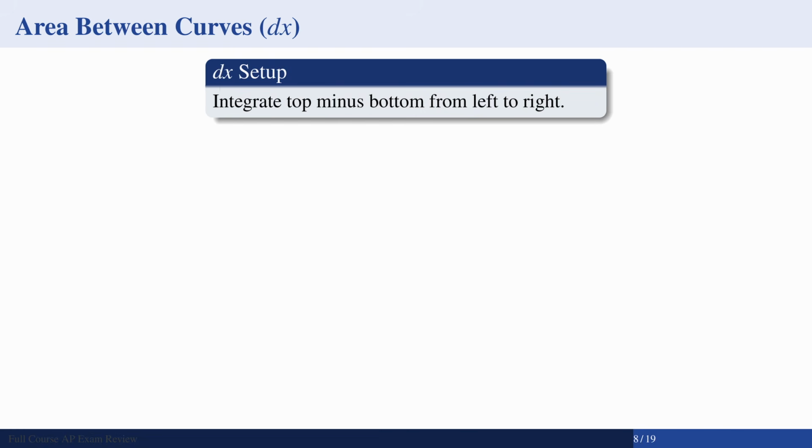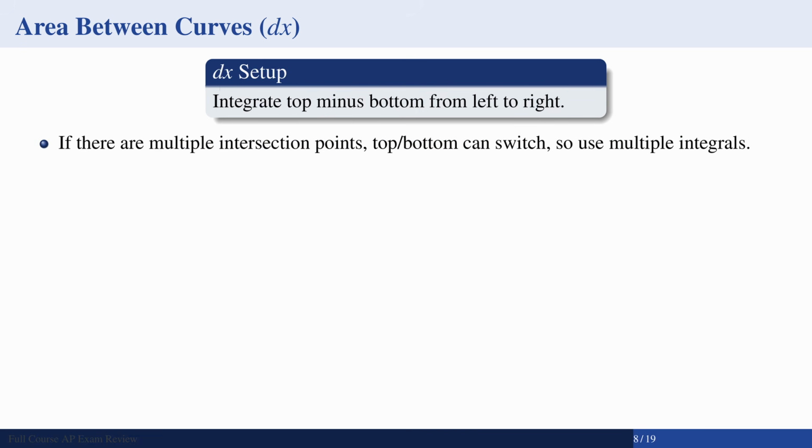Okay, the next topic that we want to talk about is also a big one. It's the area between curves, and we're going to talk about it first with respect to x, because with respect to x and y, it's really the same concept, but it feels very different. So our dx setup is we're always just going to integrate the top curve minus the bottom curve from left to right. If there are multiple intersection points, the top and the bottom can switch. So in that case, you're just going to have to use multiple integrals to find the area. You always want to be doing top take away bottom.